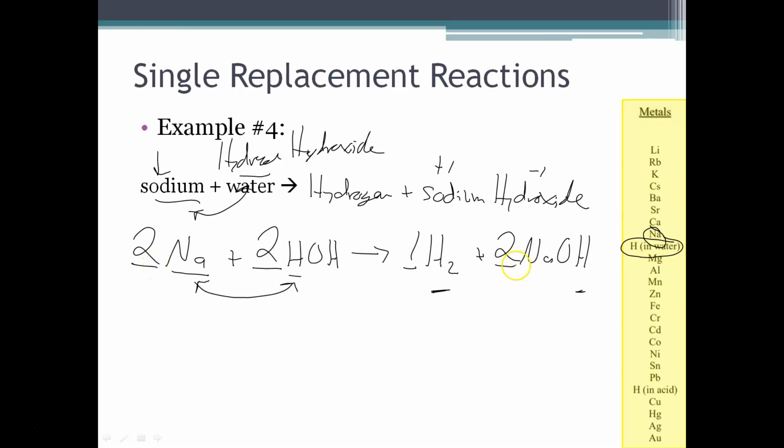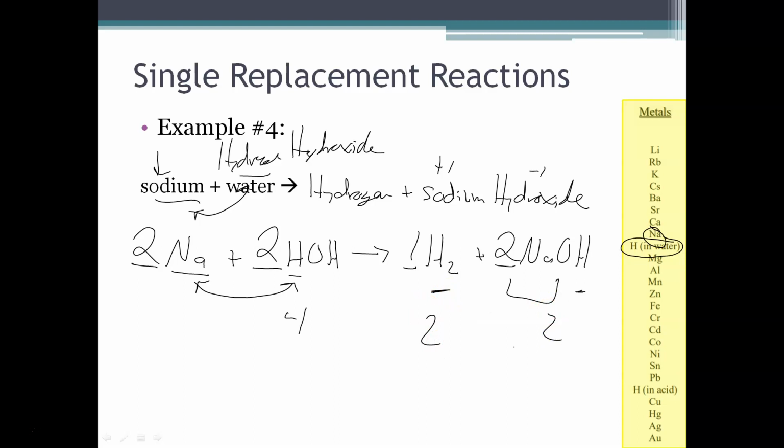So 2 sodiums on each side is good. 2 oxygens on each side. That's good. 4 hydrogens on the left, and we have 2 here and 2 here. So we're good. So it's all balanced. 2, 2, 1, 2 to balance that equation.